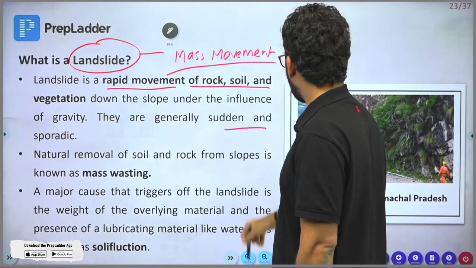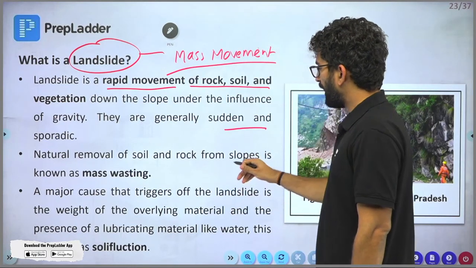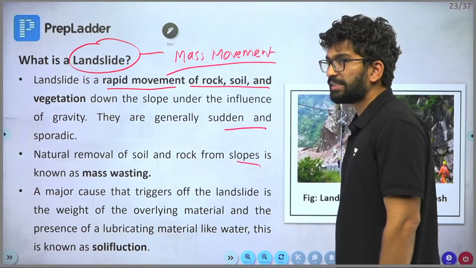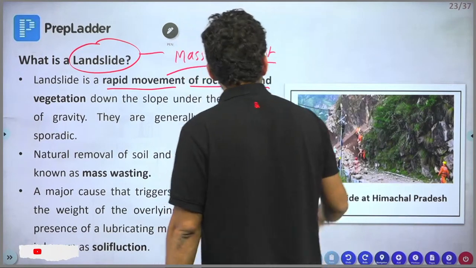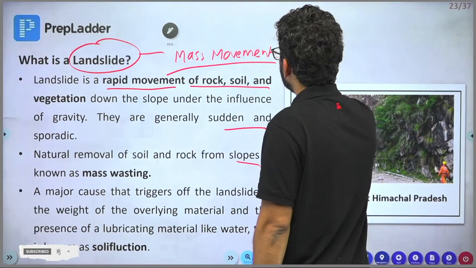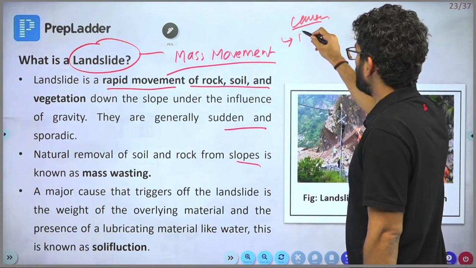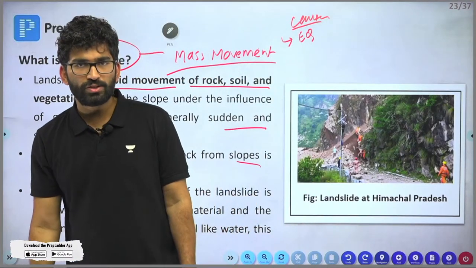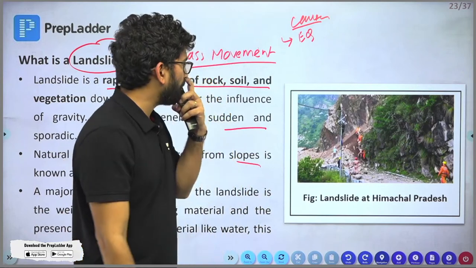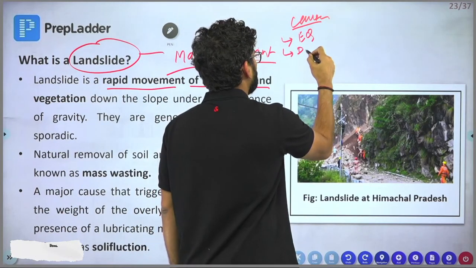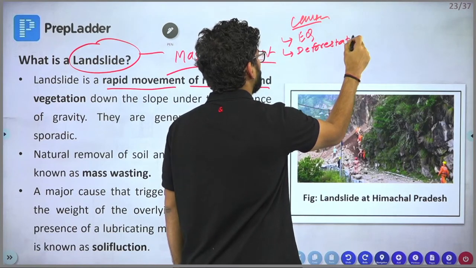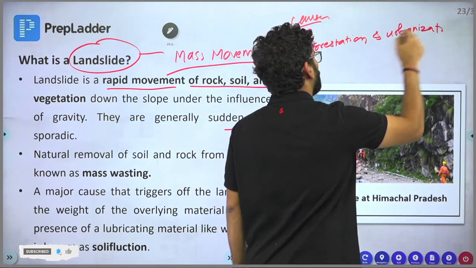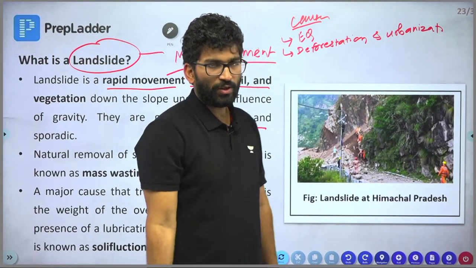They are generally sudden and sporadic. Natural removal of soil and rock from the slope is known as mass wasting. This mass movement and mass wasting are the same thing. Now let's understand the various causes for landslides to occur in a given region. First, in India, it is majorly earthquakes which can result in landslides. Whenever an earthquake occurs, with continental convergence in the Himalayan region, the chances of landslides would be higher. Along with that, deforestation is another reason because of which landslides can occur. Deforestation and urbanization are also significant reasons why landslides occur in India.